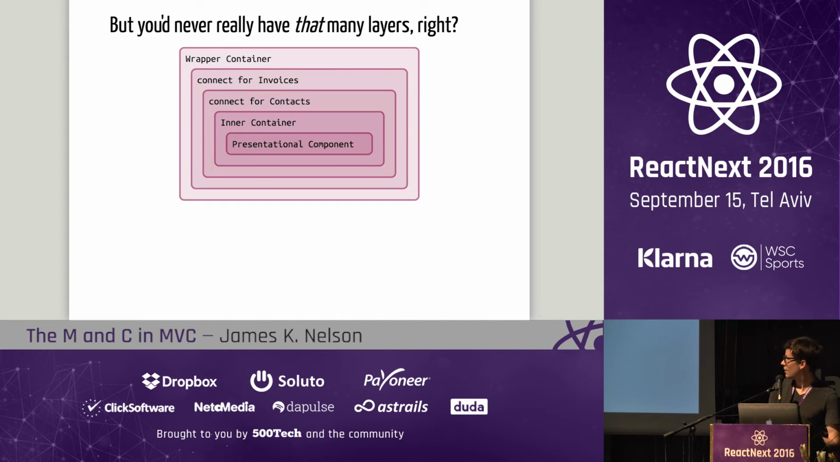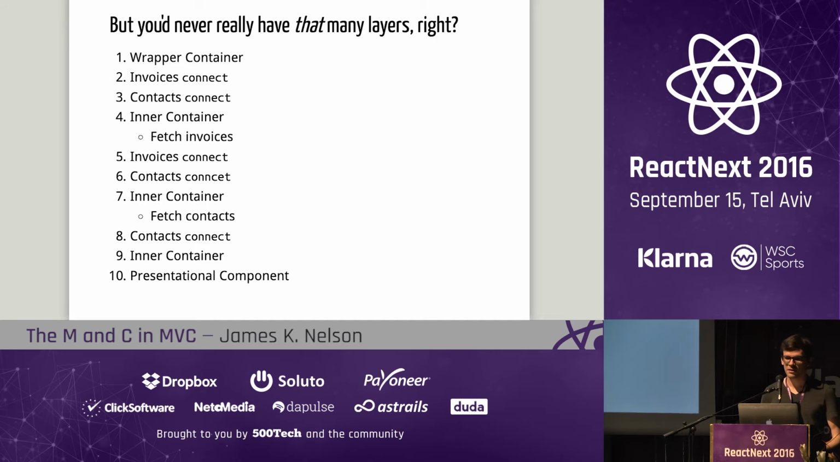If you've got 2 connects, instead of just having 1 extra render, it starts looking like this. You have a wrapper container on the outside, which holds your state, and then you have a connect component for the invoices, and then you have a connect component for the contacts, so that's 3 renders, and then you have the inner container, and then you say, okay, we don't have the invoices we need, so let's fetch them. And then it jumps back up to the connect component again.